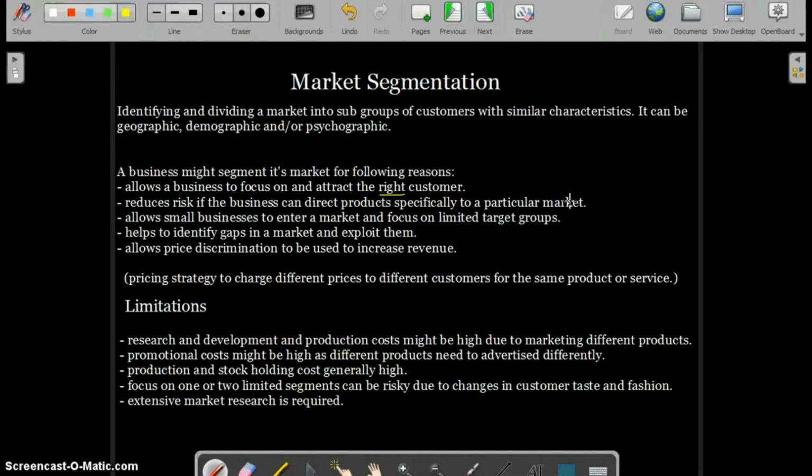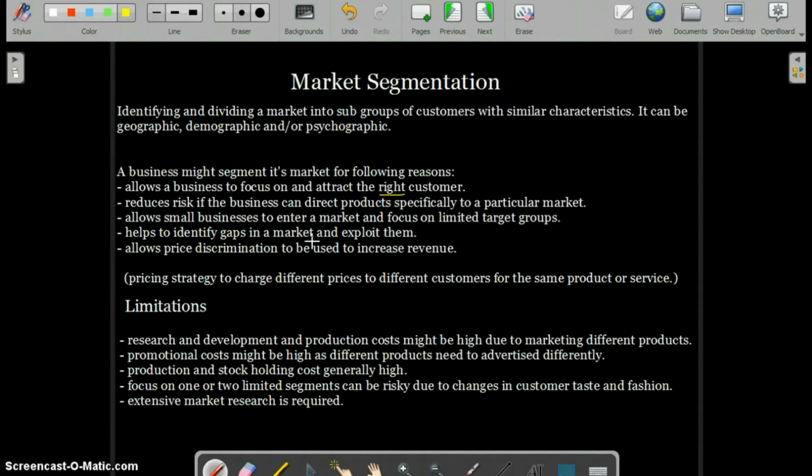And it allows small business groups to enter a market and focus on limited target groups which are not given much attention. So small businesses can give attention to them and satisfy their needs profitably. And there might be some unexploited markets, so some businesses might be able to identify the gaps in such markets and exploit them.